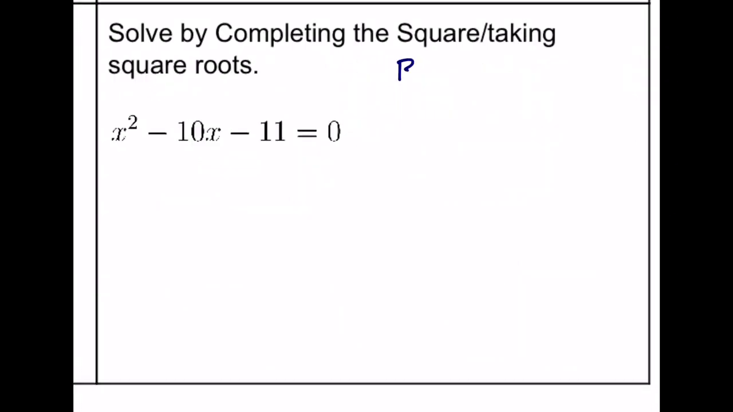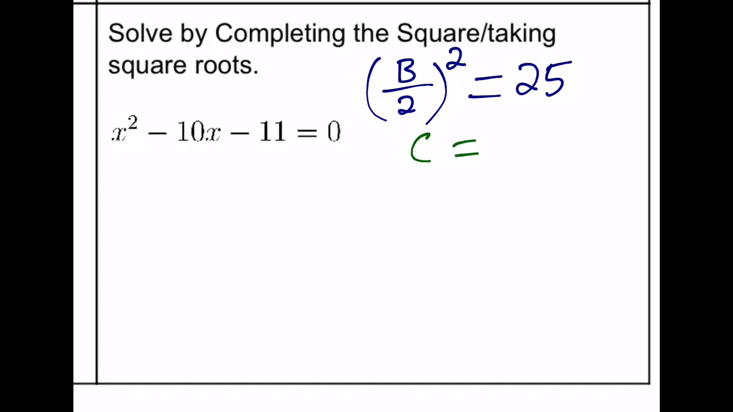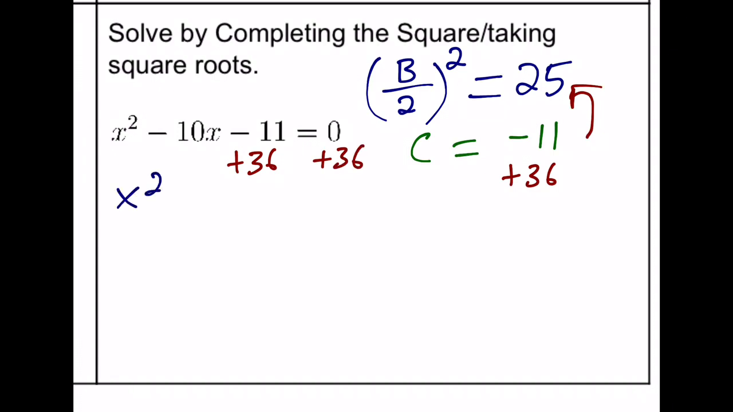Heading to the right, my b value is negative 10. If I divide that by 2, I get negative 5. And if I square that, I get 25. The problem is, my c value is negative 11. How can I get from negative 11 to a positive 25? I have to add 36. So let's go ahead and do that over here, adding 36 to both sides. This changes the problem to x squared minus 10x plus 25 is equal to 36.